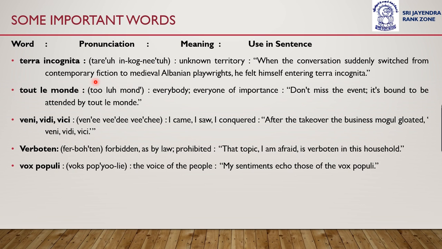So, tout le monde means everyone of importance. Veni vidi vici means I came, I saw, I conquered. Verboten means forbidden as by law or prohibited. Vox populi means the voice of the people.